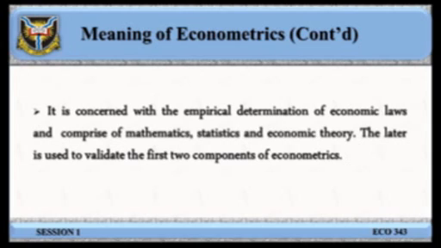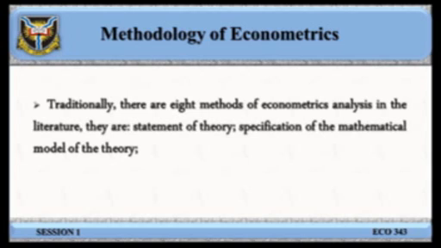Note: econometrics consists of the application of mathematical statistics and economic theory in the analysis of economic data, which lend empirical support to the models constructed by mathematical economists that is used to obtain numerical results. Economic theory is used to validate the first two components of econometrics, mathematics and statistics.